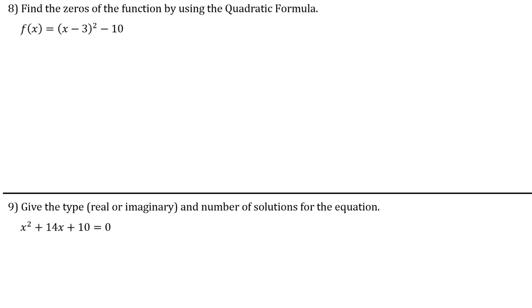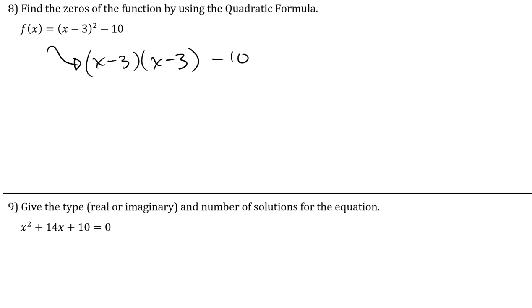8 and 9. Find the zeros of the function by using the quadratic formula. Well, I don't know why in the world this is written in vertex form if I'm going to be using the quadratic formula. That's not helpful. So let's try and transform this, right? I need to multiply x minus 3 times itself and then subtract 10. So I'm going to rewrite this in standard form.